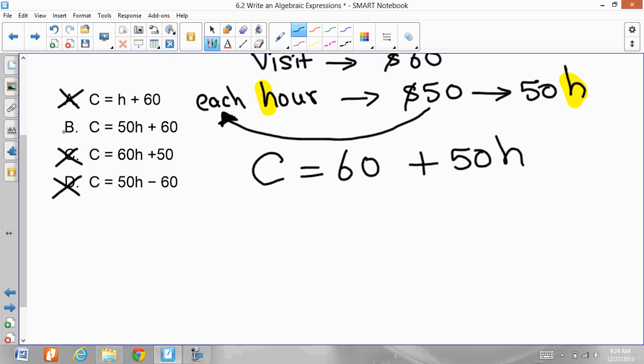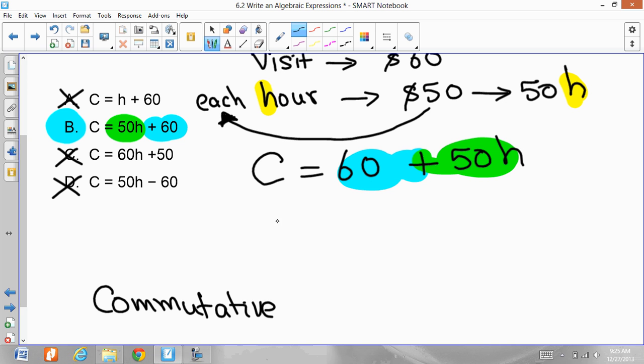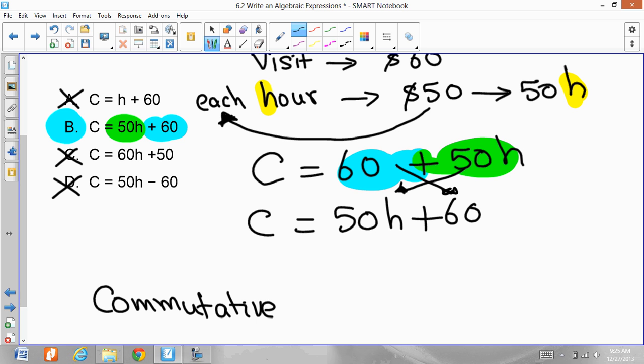Now look at answer choice B. So C is equal to, watch the ones that I'm going to highlight, the 50H is here, plus the 60 is here. So the correct answer in this case is B. They are using something called the commutative property by switching 2 numbers. So this is also the same as 50H plus 60. I'm just bringing this over here and this over here, switching the 2 places by using the commutative property. And the correct answer in this case will be B.